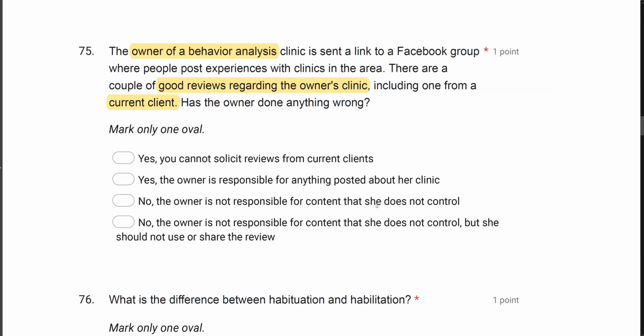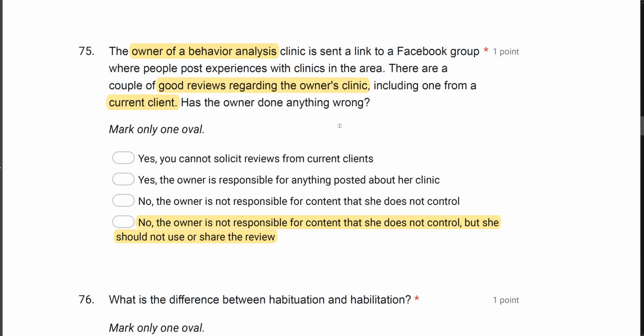Now, let's see if we can get better though. D, no, the owner is not responsible for content that she does not control, but she should not use or share the review. Yes, this is the best, most complete answer. Yes, this is a current client. Yes, it is a testimonial or a review. No, she doesn't have control over it. But no, she should not use or share that review. Just because she can't control it, she can't now take this review and start sharing it with other people.